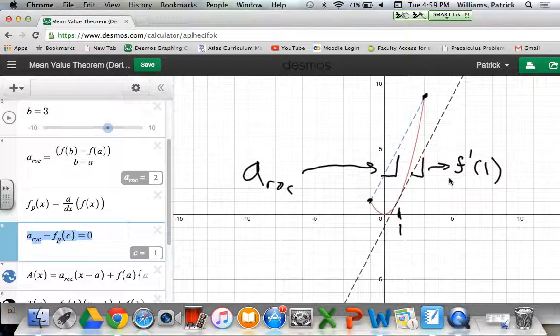The mean value theorem just tells us that, as long as our function is continuous and differentiable on the interval a to b, there exists some point where the average rate of change will equal the instantaneous rate of change. And graphically, it looks like that's the case we have right here. The slope of the tangent line to the curve is the same as the slope of the secant line connecting our two endpoints. So therefore, this again is a visual representation of average rate of change equal to instantaneous rate of change.